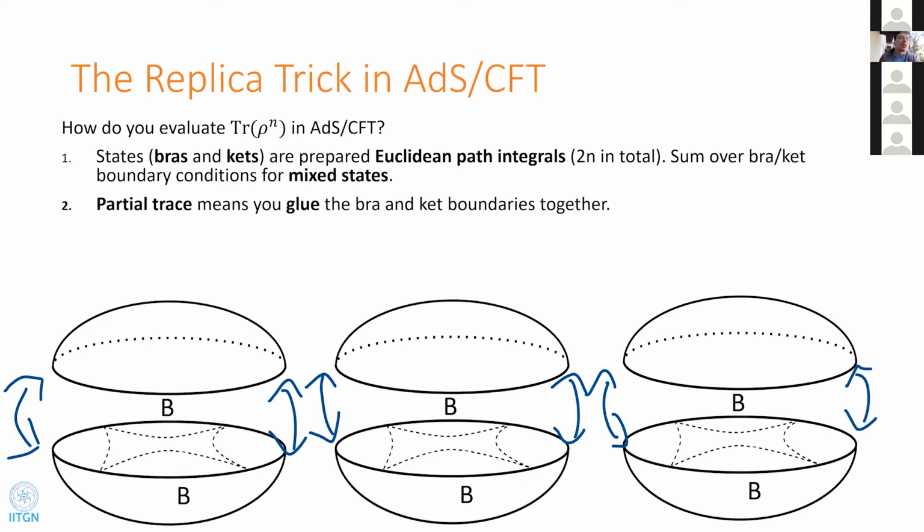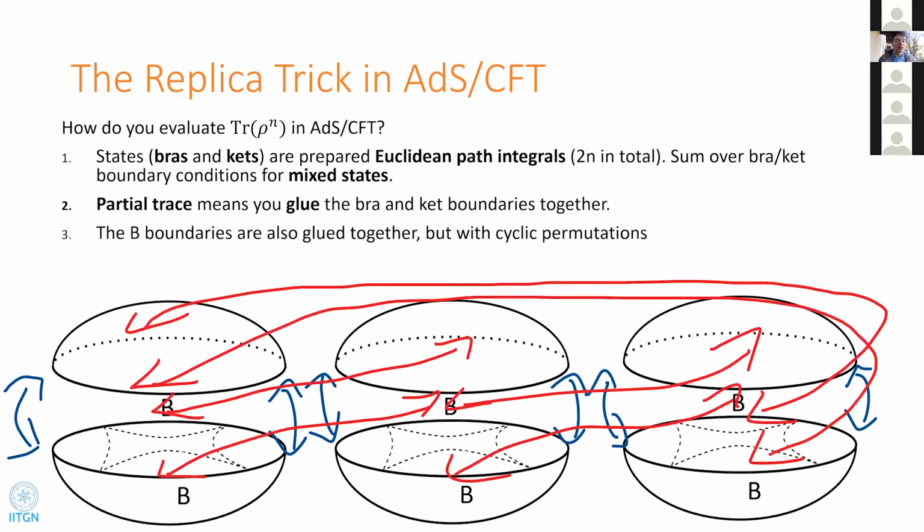But now we want to turn that into trace of rho to the n. And the way to do that is to now glue the B boundaries together. But rather than just gluing them in pairs again, which would give us trace of rho itself to the power n, we want to glue them in a way that cyclically permutes them. So this first ket gets glued to the second bra, second ket to third bra, and so on all the way around.